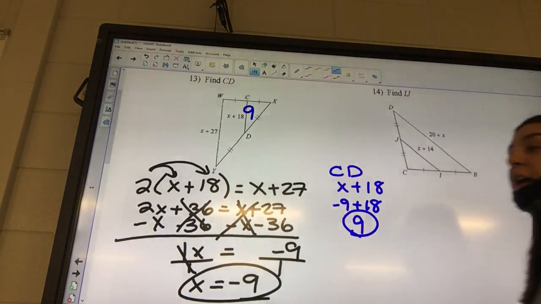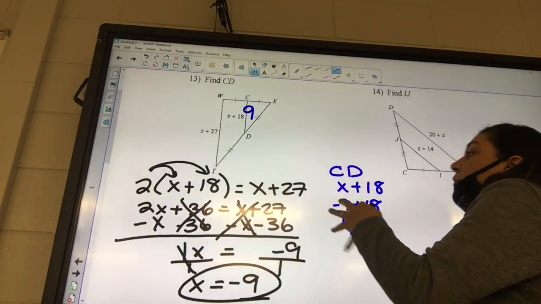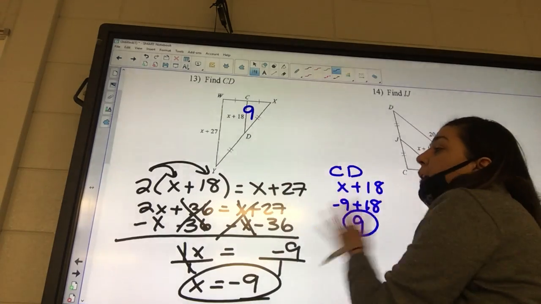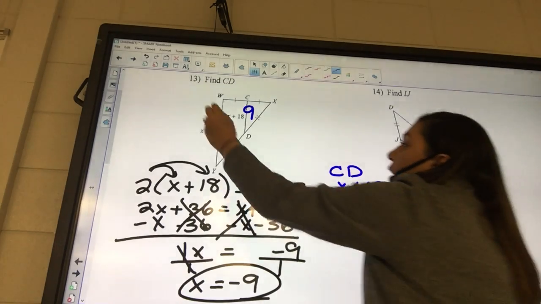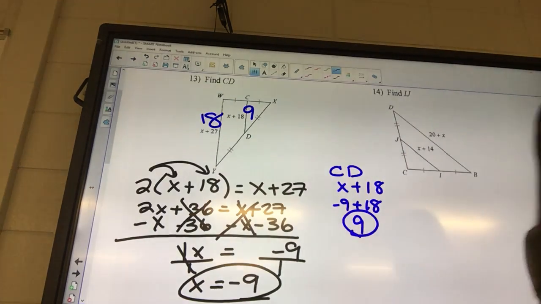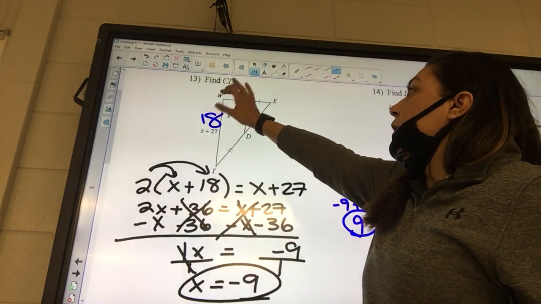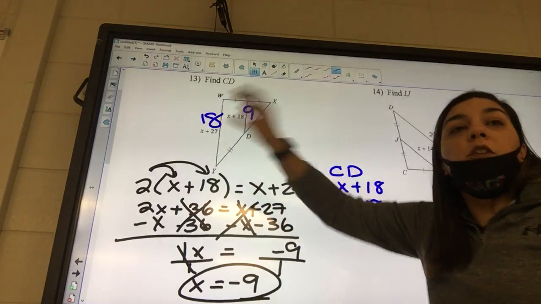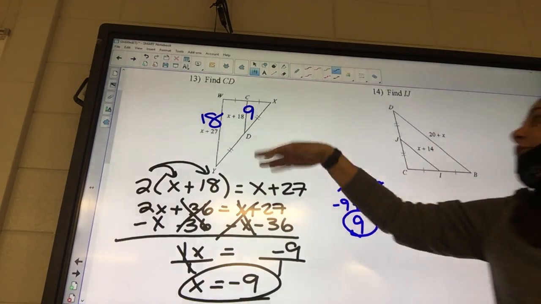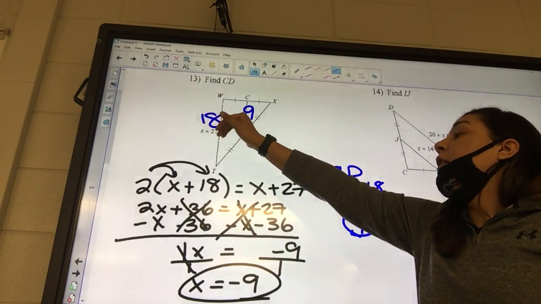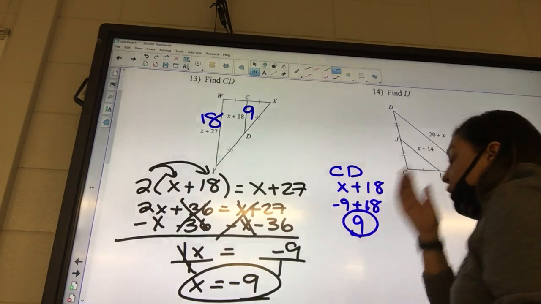If our small one is 9, what does our big one have to be? 18. Okay, now, you could totally stop here, okay? It is a safer bet to just put the 18 there, because if you accidentally plugged it in to CD and your answer was supposed to be WV, then you covered yourself, okay? It literally takes your brain 2 seconds to think about what is the bigger one, okay? So that's just my advice.